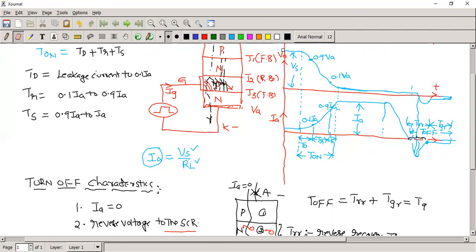Now we will see here. Suppose the anode circuit consists of an inductive element. From this instant, if the anode circuit has inductance, the current is decaying very fast. So a voltage is induced in the inductor that will reverse bias the SCR, that we are drawing here.